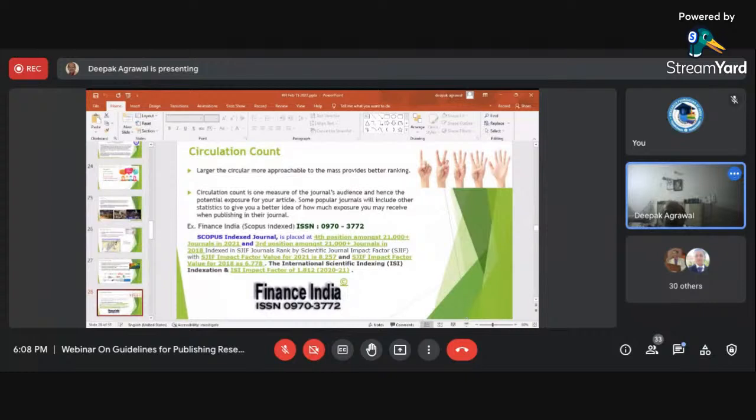The next element is the circulation count. Definitely, a journal with a large circulation makes you more approachable, meaning a larger number of audiences can go through your work. The circulation count can be obtained through the website. If they have published it, you can request it, or you can go through the various reports where it is normally published. So circulation count can also be one of the measures through which we can determine the indexing.